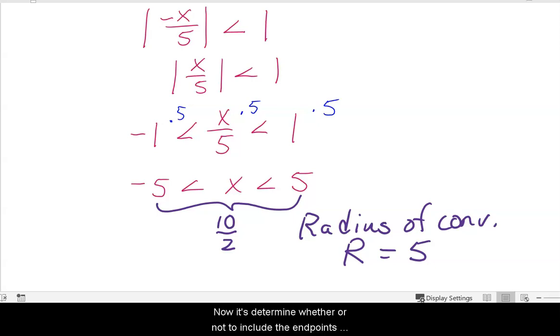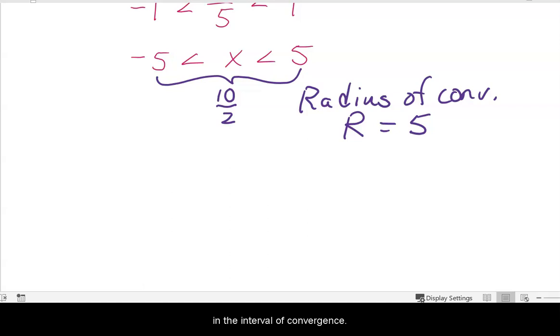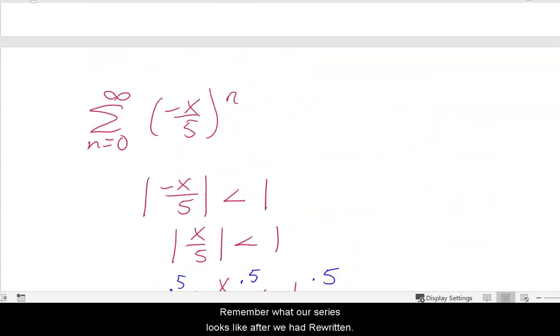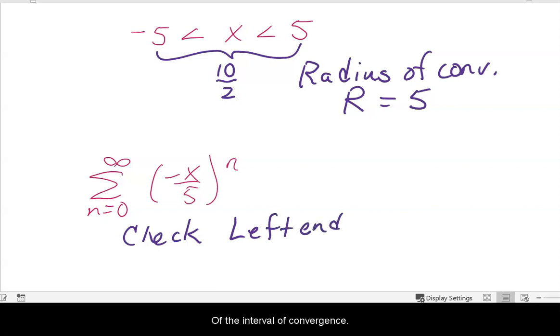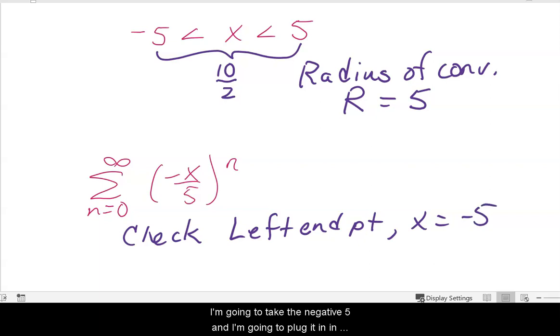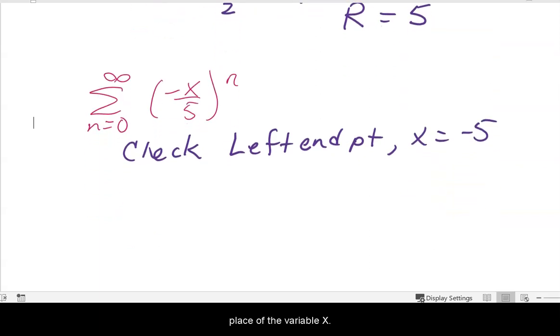Now let's determine whether or not to include the endpoints in the interval of convergence. Remember what our series looked like after we had rewritten it. To determine whether or not the endpoints are included in the interval of convergence, I need to replace the x with the two endpoints one at a time. So first I'm going to check -5. This is the left endpoint of the interval of convergence. I'm going to take the -5 and plug it in place of the variable x.